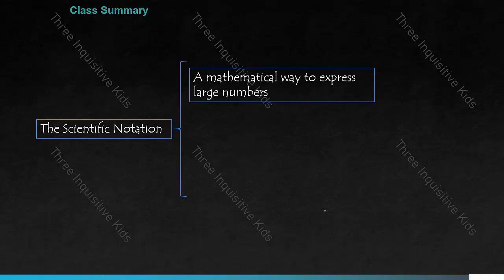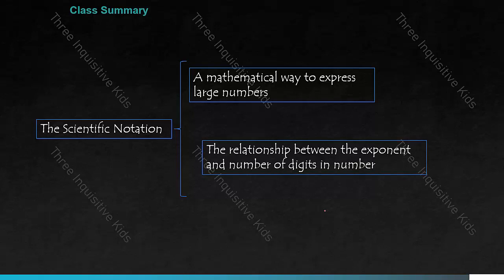Today we learned about the basics of the scientific notation. We know that it's a mathematical way to express larger numbers. And the relationship between the exponent and the number of digits in the number can be expressed in the scientific notation. Of course, this is only the introduction to learning the scientific notation. When we get to 8th grade and 9th grade, we will build off of what we learned and dive deeper into the realm of exponents and the scientific notation.